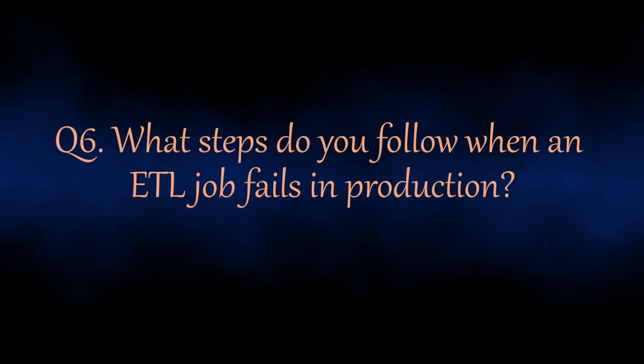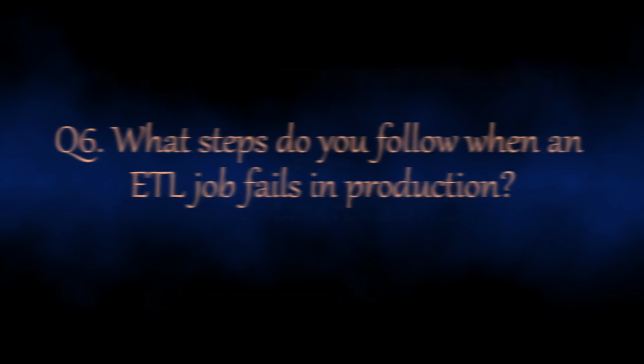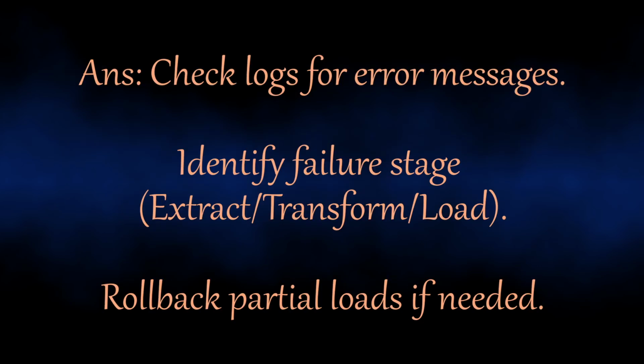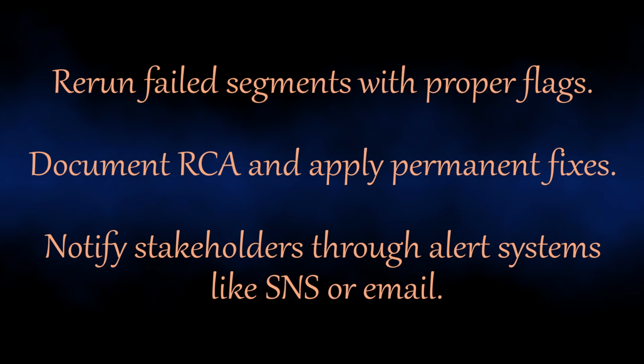Q6. What steps do you follow when an ETL job fails in production? Answer. Check logs for error messages. Identify the failure stage: extract, transform, or load. Roll back partial loads if needed. Rerun failed segments with proper flags. Document RCA and apply permanent fixes. Notify stakeholders through alert systems like SNS or email.